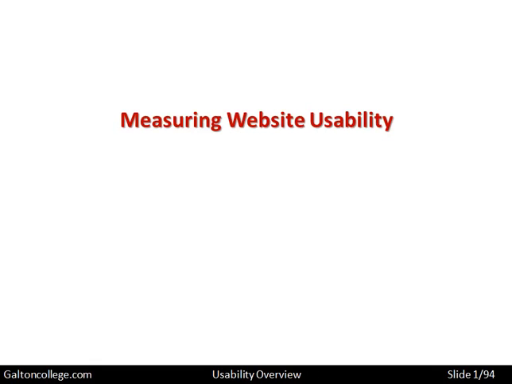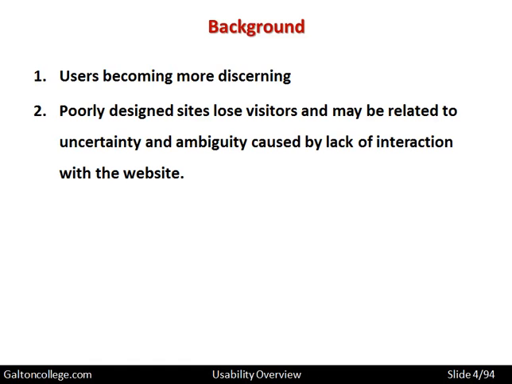Let's look at some of the issues associated with website usability. First of all, let's look at the background to this topic. For a start, users are becoming more discerning. Users are demanding more from the website. They have a shopping list, if you like, of certain attributes that the website should have to enable them to easily and efficiently and, in a sense, entertainingly find the information that they're looking for.